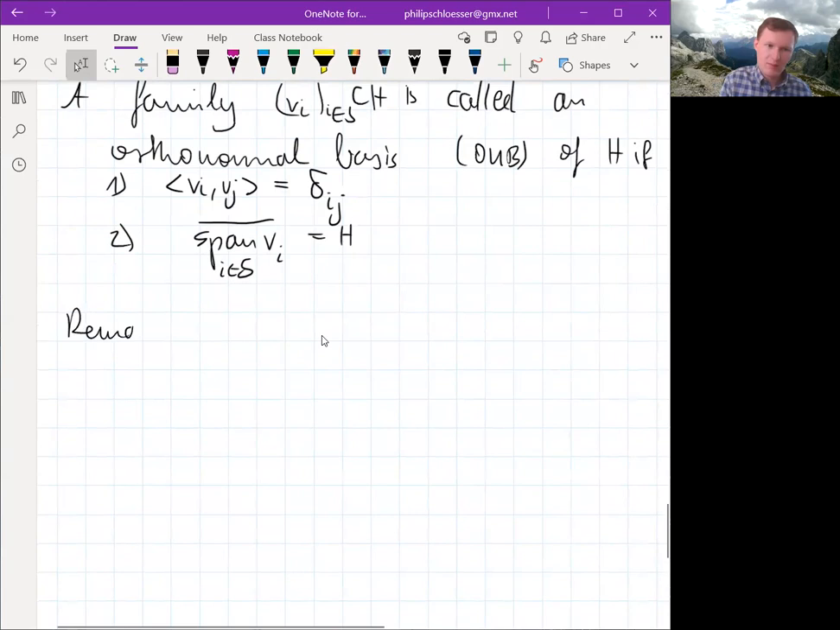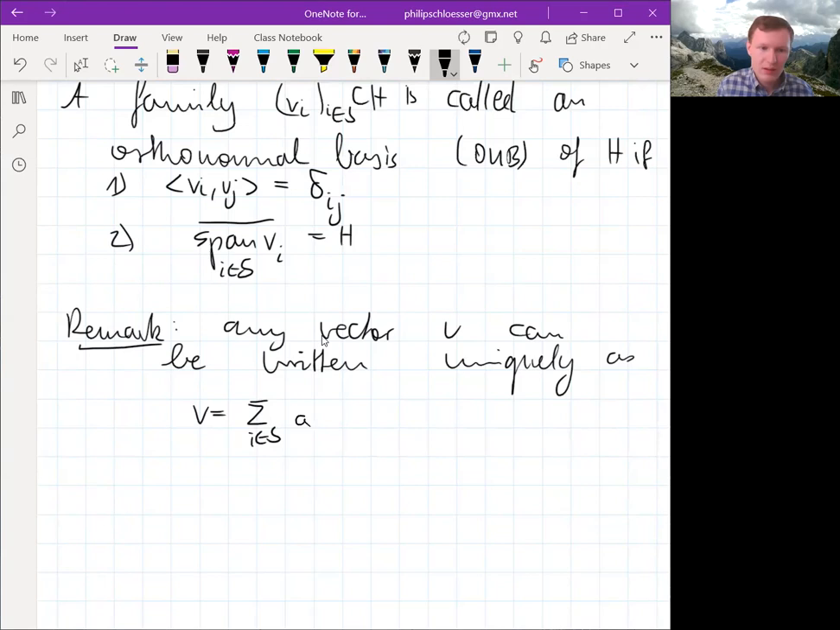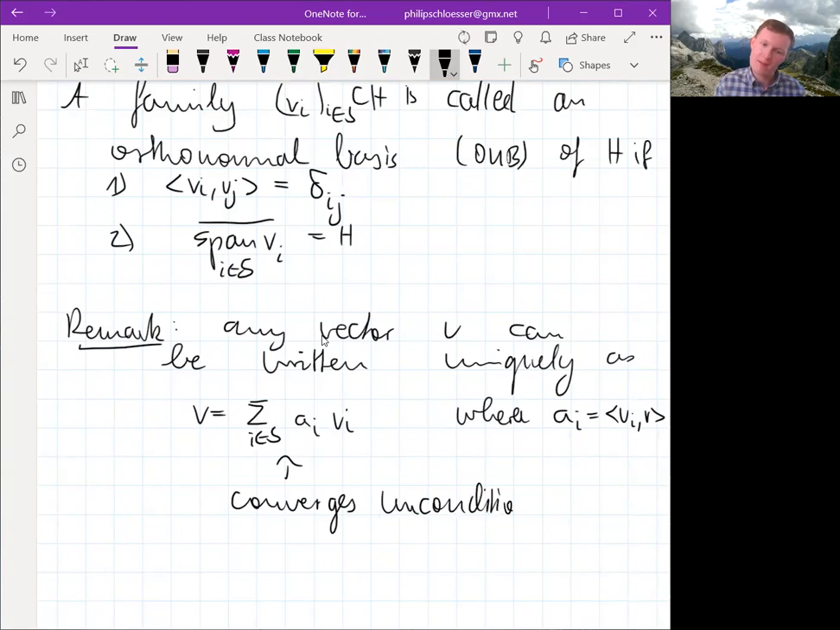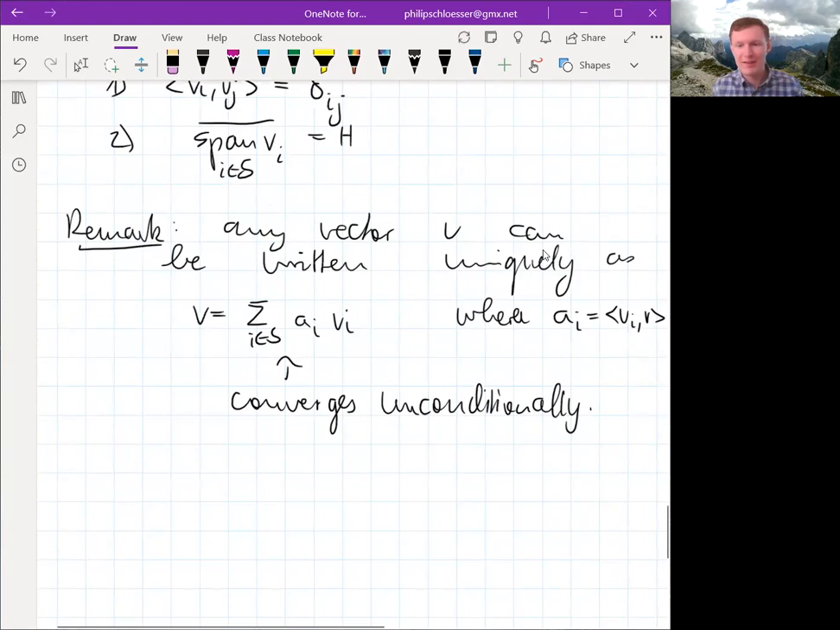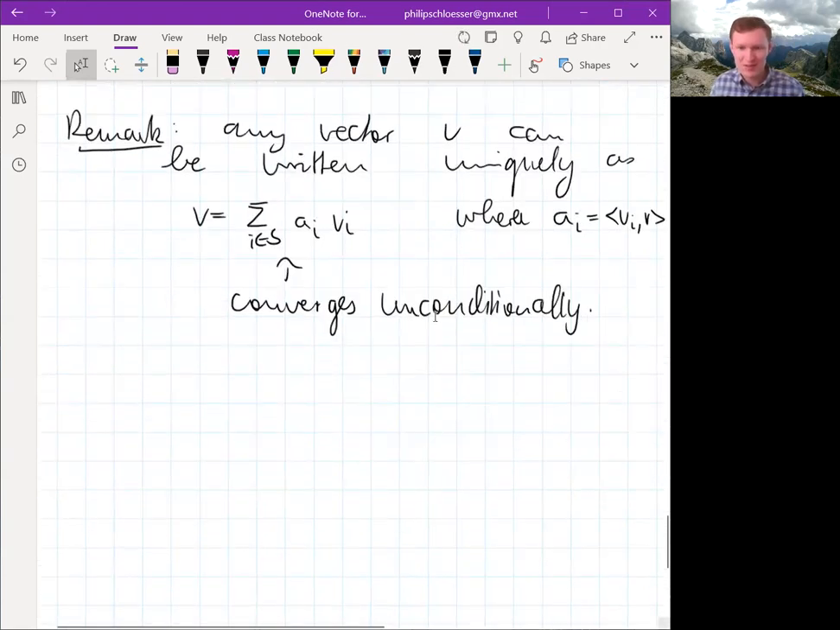I guess we can even strengthen that statement a bit. Any vector V can be written uniquely as V equals the sum of ai Vi, where ai is just the inner product of Vi with V, and that sequence converges unconditionally, meaning that we can reorder it, which, I mean, we are summing over an index set that doesn't have any order anyway. So that should be true in any case.